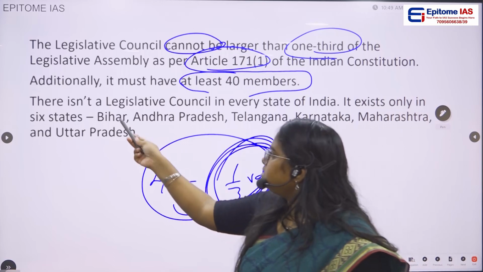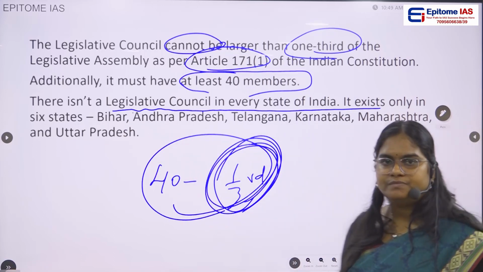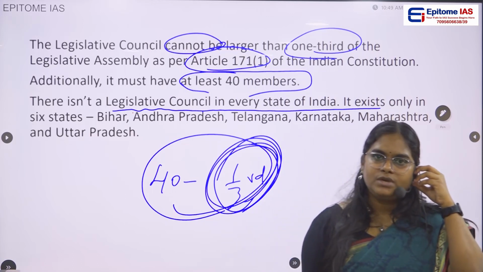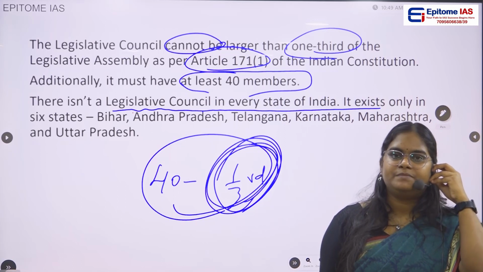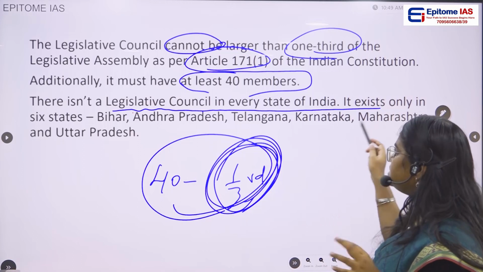Then there isn't a legislative council in every state of India. As I already told you, most of the states don't have a legislative council, they only have the legislative assembly. Only 6 states have the legislative council. What are these 6 states?